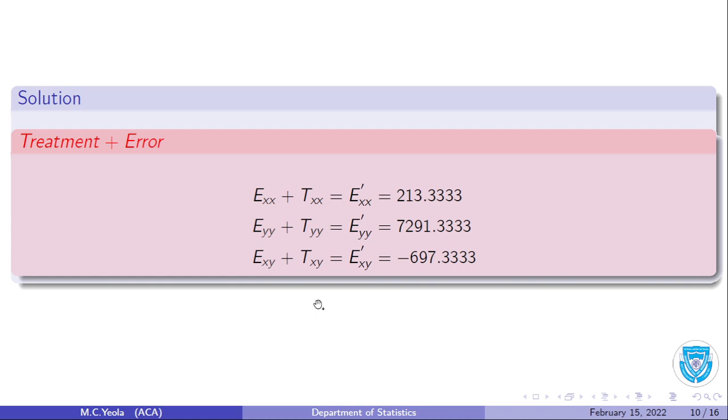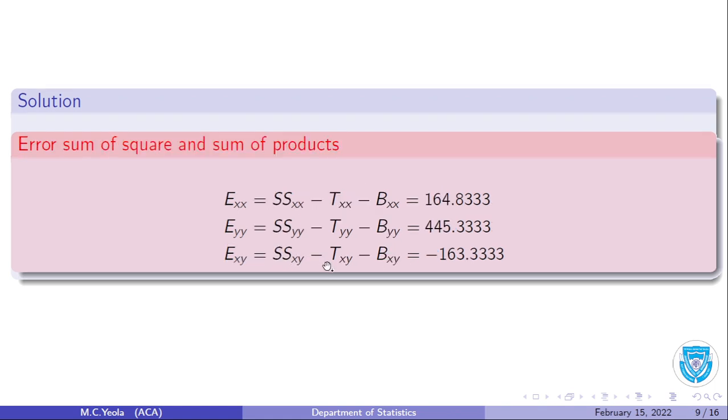Then after this, we find treatment plus error, which we call e dash xx, meaning treatment sum of squares plus error sum of squares, that is exx and txx, not total. This gives e dash xx, which is 213.333. Similarly for y, we do eyy plus tyy. Treatment plus error we are adding and calling e dash xx, e dash yy, e dash xy, that is exy plus txy.